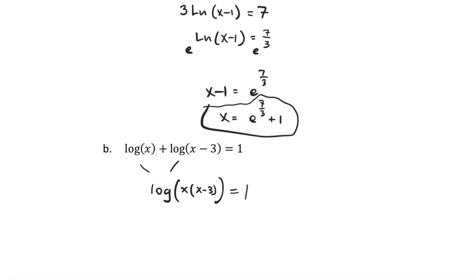So we condense into one logarithm. Now we cancel the logarithm using, in this case, a base 10. So now we have x squared minus 3x equals 10. So this is a quadratic equation now. So if we subtract 10, because remember when you solve a quadratic, it needs to equal 0.